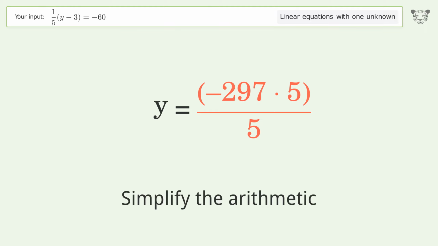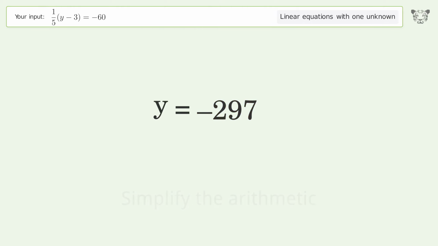Simplify the arithmetic. And so the final result is y equals -297.